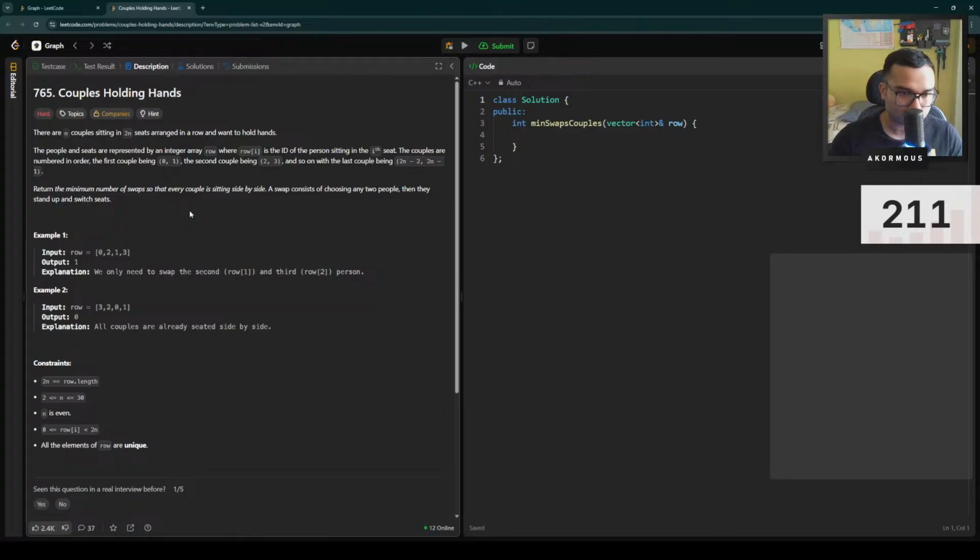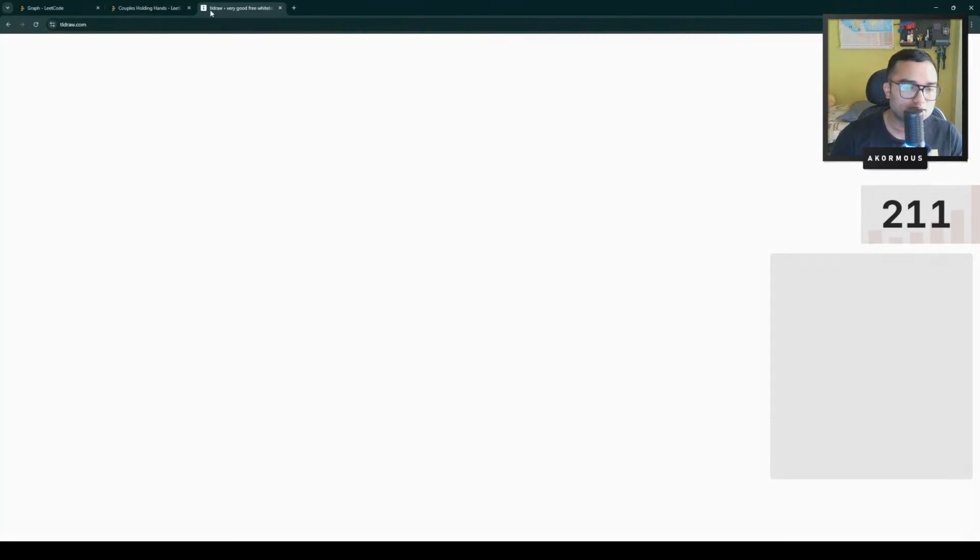Okay, that is interesting. Very interesting question. So n is 30, so 2n can be 60. So I think it is a kind of a brute force DFS approach because the constraints are very small. But anyway, let's try to draw.